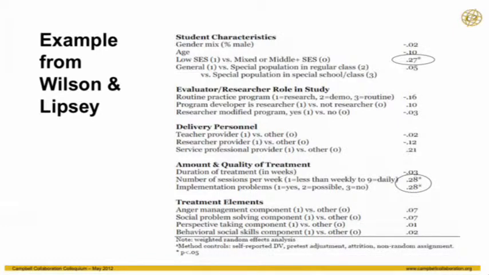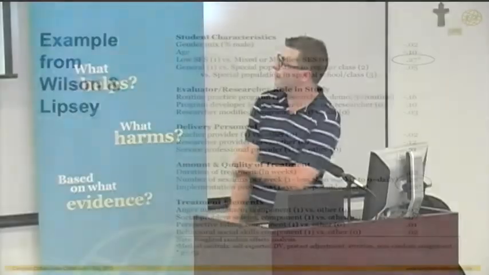They found differences between low SES versus mixed or middle plus SES groups. They also found a significant slope. I'm guessing this was entered as a continuous predictor: number of sessions per week, which ranged from 1 to 9. Implementation problems could have been yes, possible, no, also an effect there. So this is a very simple, transparent, clear way to present the results of actually quite a few moderator analyses that were conducted.